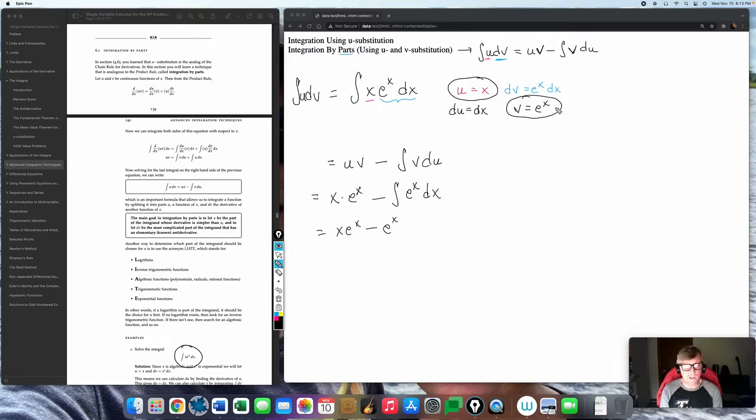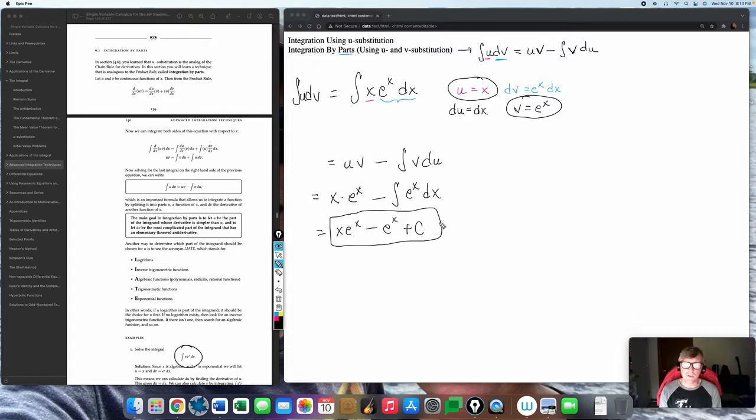And remember that plus c I forgot to write down earlier? Yeah? I'm going to write it down now. So here you go. This is exactly the integral value, the indefinite integral of x e to the x dx.